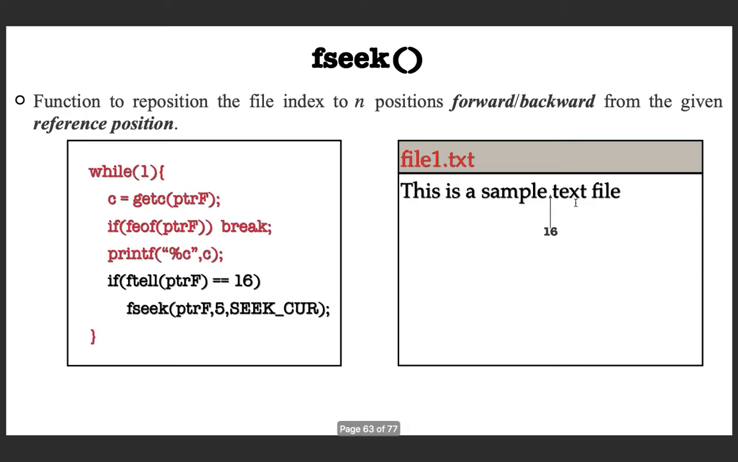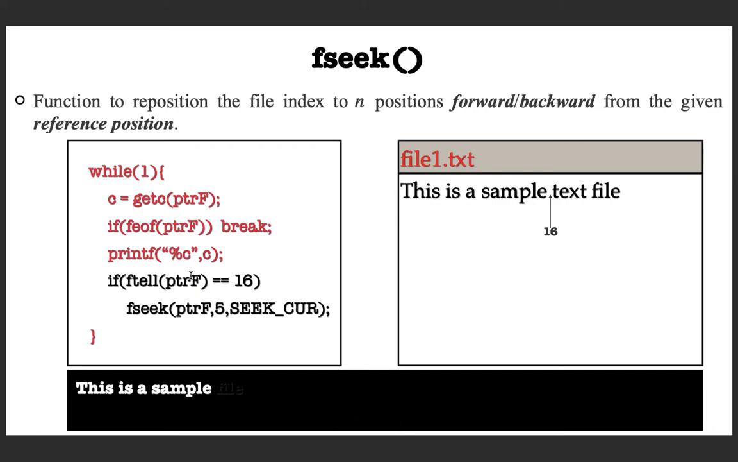Okay, we can try simulating the execution. If you start executing this infinite loop, what will happen is, until you reach position number 16, every character will be taken from the file and will be displayed on the screen. So this is a sample. Until here you are displaying it, and after that you are coming to this part, and what is it saying? If the current position is 16, yes it is 16, then what? Move 5 positions to the right is what it is doing. So this is what happens. Okay, just skip 5 positions.